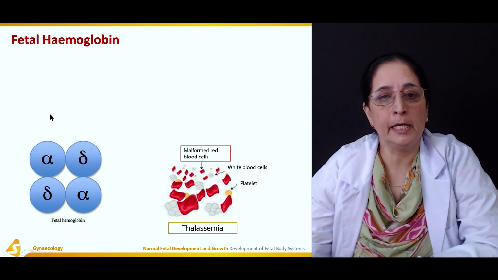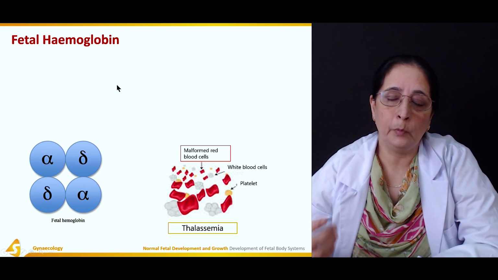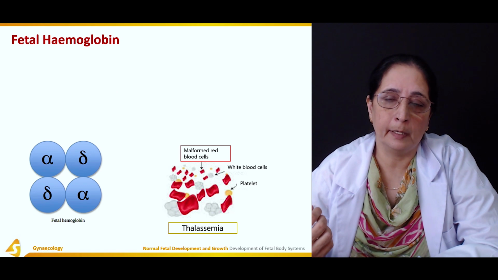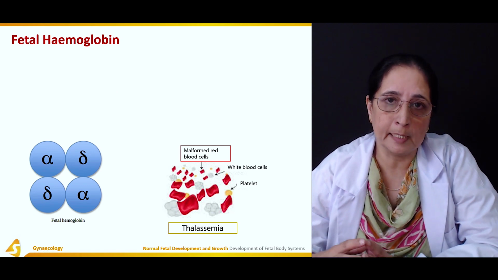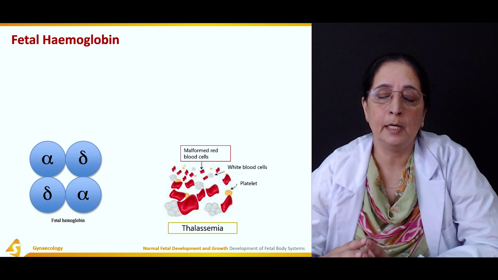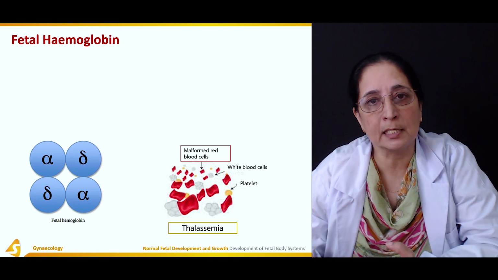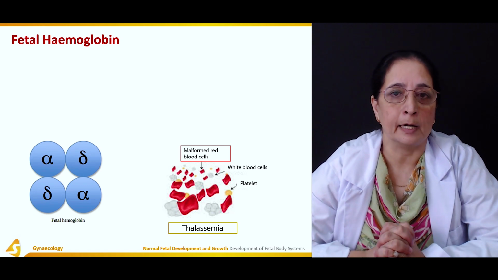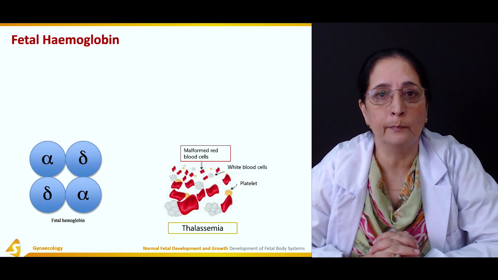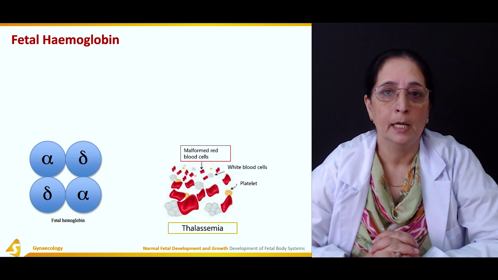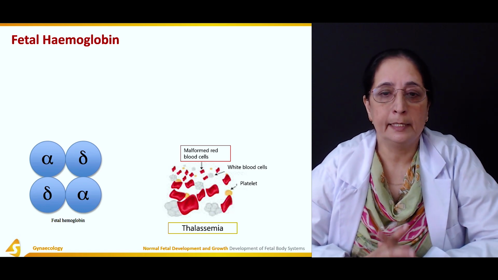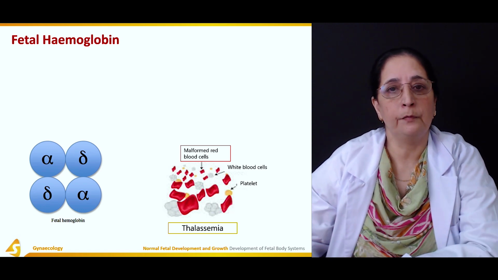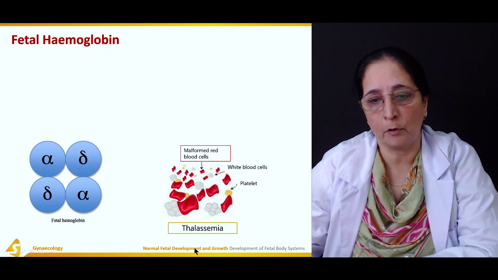Next, the fetal hemoglobin. Hemoglobin is present in the red blood cells, and hemoglobin is responsible for the transport of oxygen, and it gives color to the blood. So hemoglobin is a very, very important component of the red blood cells. It gives color and is responsible for the transport of oxygen.